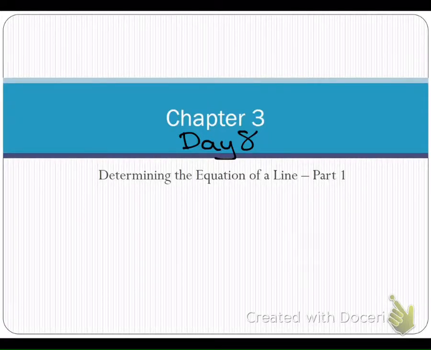So we are continuing on with the second half of Chapter 3. This is our 8th day on Chapter 3. It is the first day that we are going to determine the equation of a line. This is part 1. We're going to do this tomorrow as well. So we're going to look at different ways to write equations of a line.